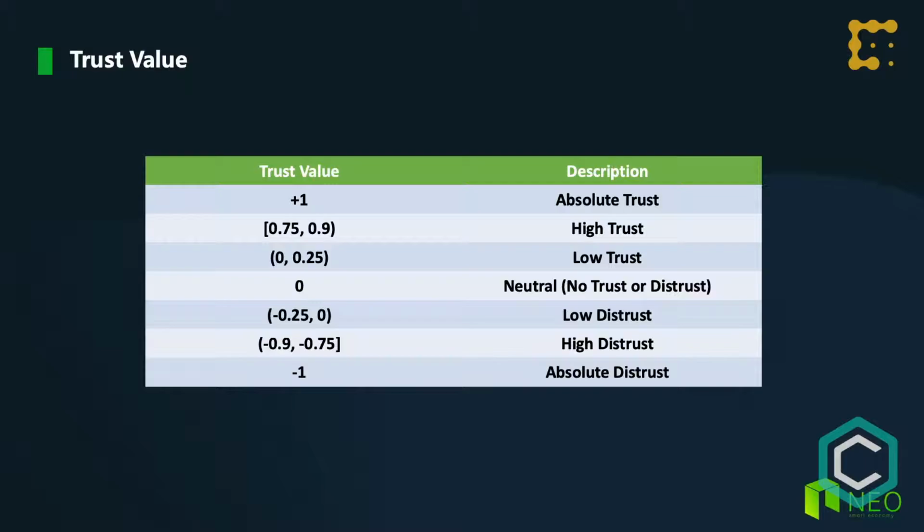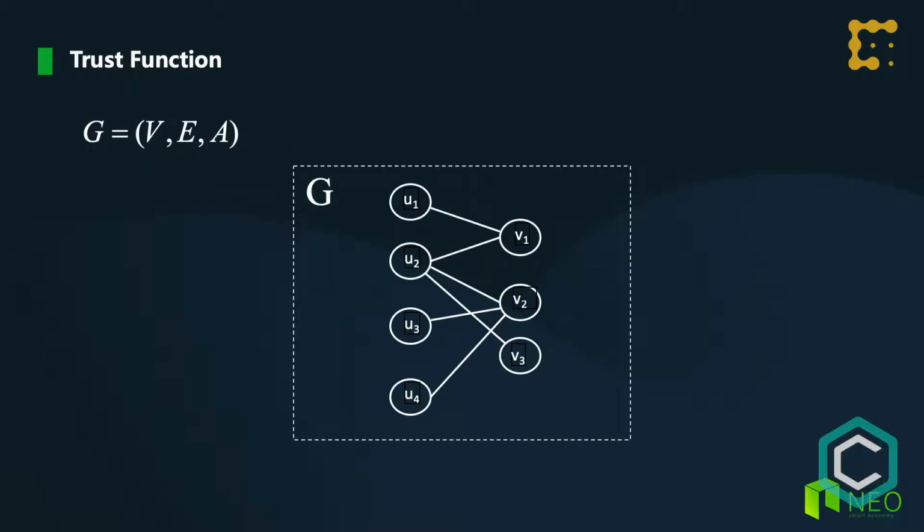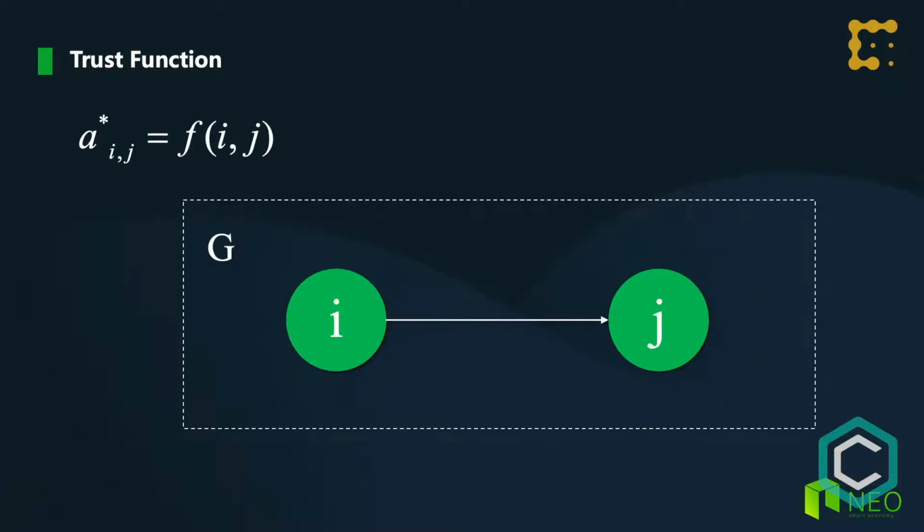So the trust function defines the relationship between two entities. And then we have a network, so we need to describe two entities in a network. This is the real trust function that we need to use. So with trust value and trust function, we have a trust network. We use this to describe the trust network.